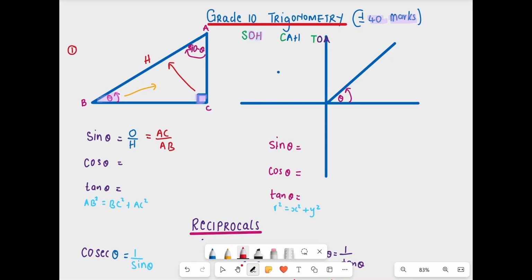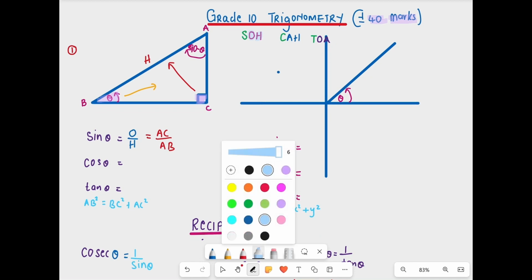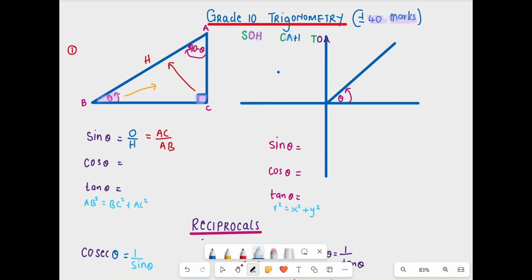Now, let's move to cosine of angle theta. Cosine of angle theta, or cos theta, is adjacent over hypotenuse. So from angle theta, which side is the closest? That is the adjacent side. So from angle theta, the closest side is BC. So that means adjacent over hypotenuse is BC over our hypotenuse, which is AB.